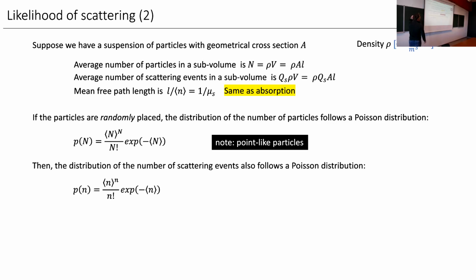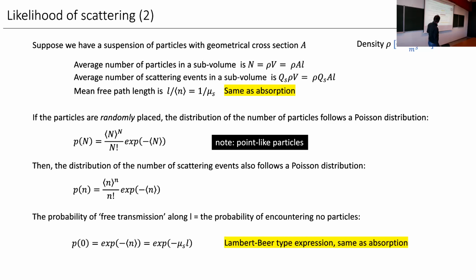Which means that if the number of particles in the volume follows the Poisson distribution, then the number of scattering events will also follow the distribution. So it scales with the scattering. Then, if you want to calculate the probability of transmission, so basically traveling in a straight line, that means we have to calculate the probability of encountering no particles at all. So it means substituting zero. No events at all means calculation.